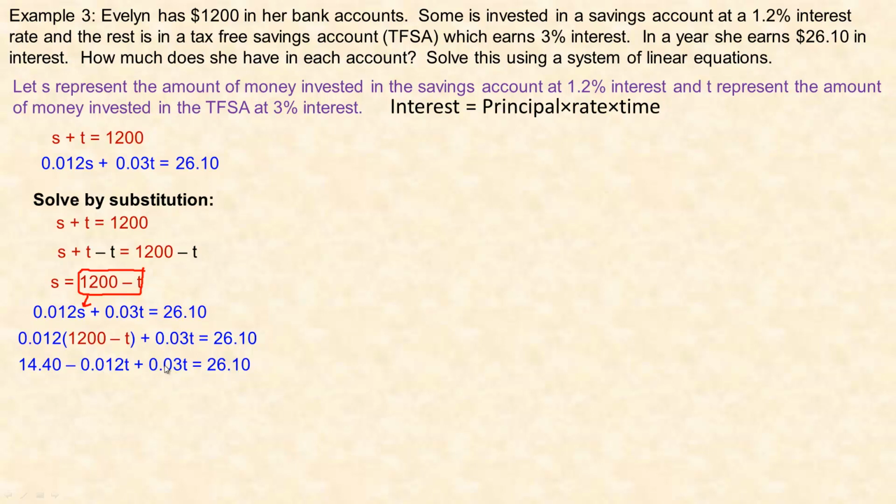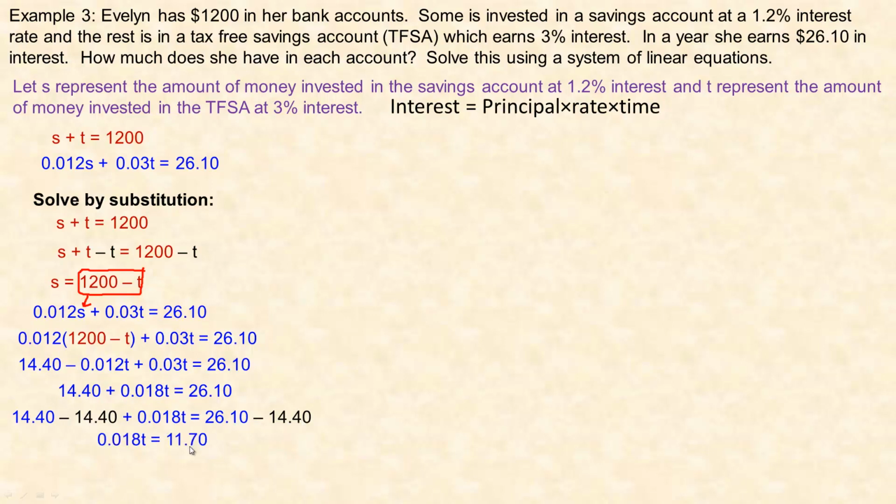Let's collect some like terms. These two terms here are both T terms, so they would add to 0.018T plus the 14.4 equals the 26.1. So I'm trying to solve for T, so I want to get rid of this 14.4. I want to isolate the T term. So the 14.4 is added to this, so we would take away 14.4 from both sides. So that's 0 right there. So 0.018T on the left, and this subtracts to 11.7. And then we would divide out the 0.018. And we get T to be 650. So that means in the tax-free savings account, remember that's what T represents, that she should have $650.